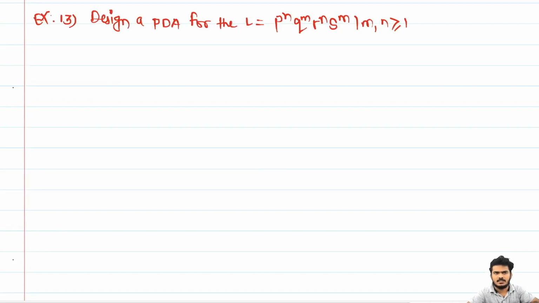So this is the example. In this example, if we carefully observe, this P will be matched with only this R, because P and R have the same power, and Q will be matched with S. But when P occurs, if we push these P into the stack, then we cannot directly come across R. If we write the strings present in the language, suppose n is equal to 1 and m is also 1, then the minimum length string is PQRS.